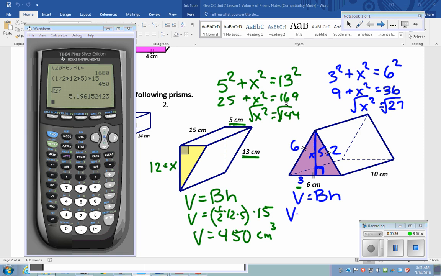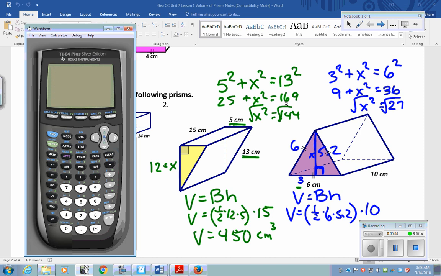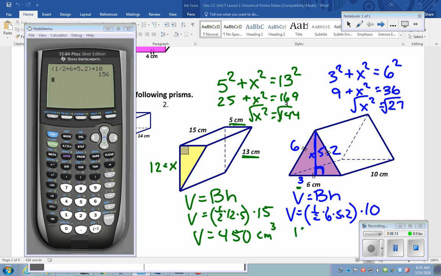So when I put everything in the formula, I got 1/2 times the base, which is 6, times 5.2, and then I'm going to times that by the height of the prism, which is 10. And then I'm going to go back to the calculator and put in everything I just wrote down. So we got 1/2 times 6 times 5.2, close parentheses, times 10. So we end up getting 156 centimeters cubed for the volume.